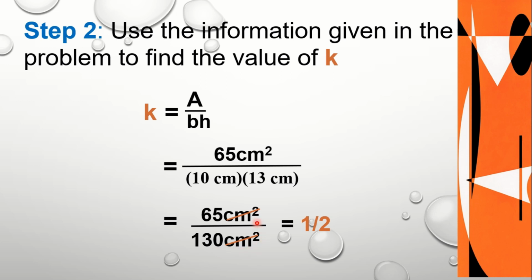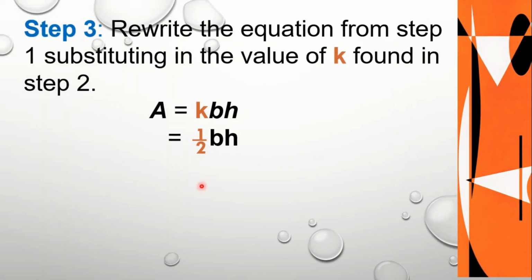So we divide 65 centimeters square over 130 centimeters square. So we cancel centimeters square and we reduce 65 over 130 into its lowest term, that is 1/2. So the constant is 1/2. 3. So how to write the equation from step 1? Substituting the value of K in step 2. So we have here now the equation A is equal to K times B times H.